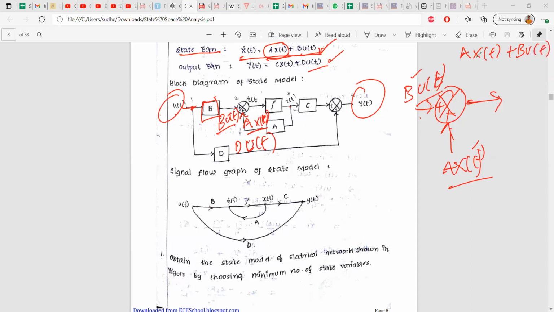So what is a into x of t plus b into u of t? It is x dot of t. That's why I am representing it as x dot of t here. X dot of t is nothing but a into x of t plus b into u of t.